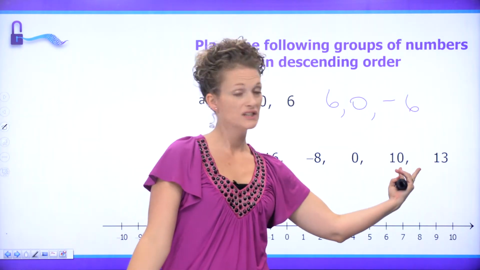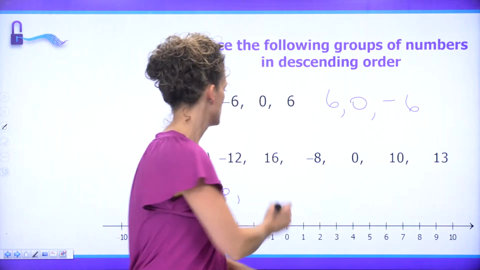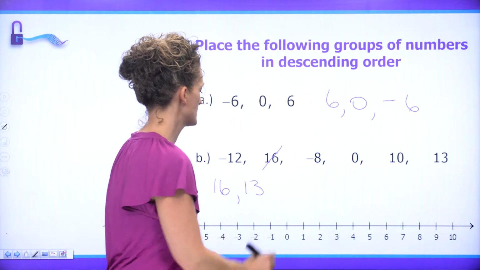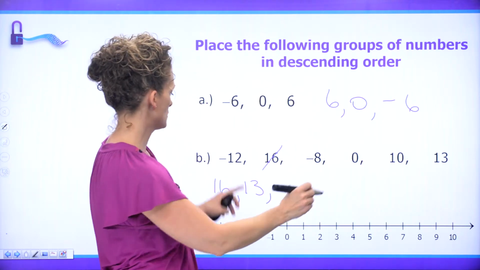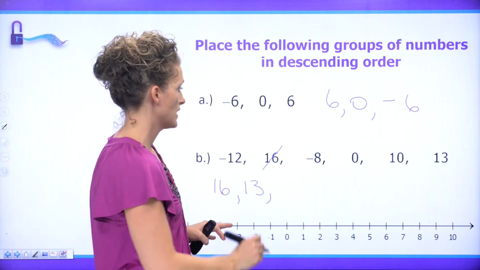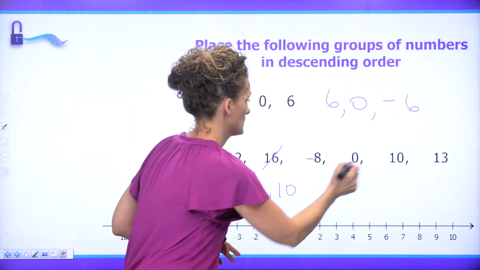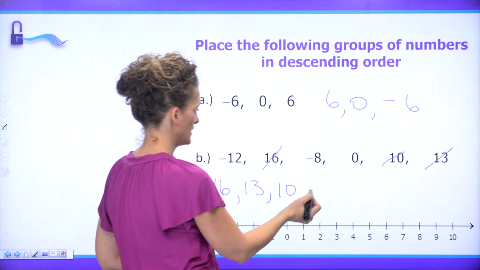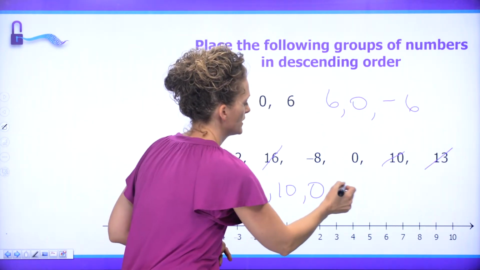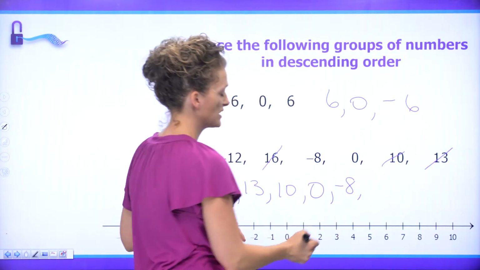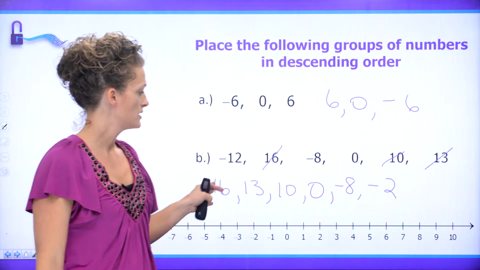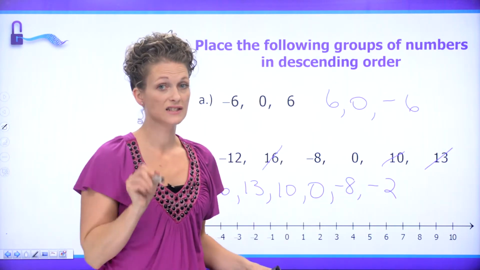Then we have only 10 and 13 to decide. I'm going to cross off the 16. So 13 comes next. The rest of these numbers, with the exception of this guy, but these 3, they're all on our number line. So cancel these. And then I've got 0, -8, -12. So 0, -8 we know is bigger than -12. So we've gone from the biggest to the smallest. That's descending order.